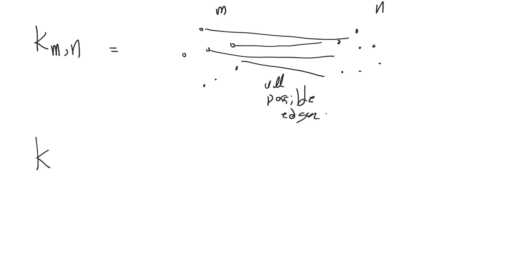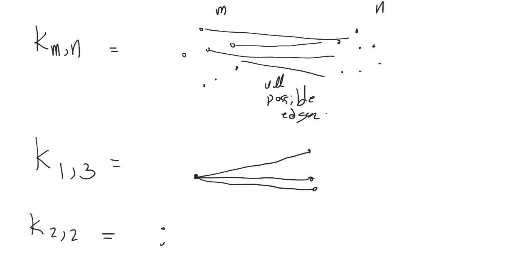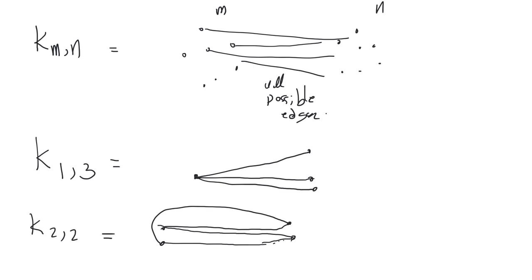For instance, K1,3 is the graph where you put one vertex on one side and three on the other, and you connect this one to all the three. And K2,2 is where you take two sets of two vertices each, and you connect this one and this one to this one. And so there is no edge between any of the vertices inside any one part.